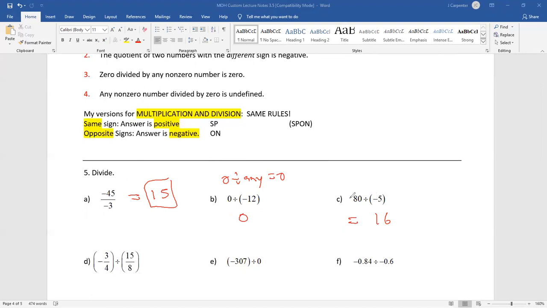Okay, but we have a positive and a negative. Those are different signs, or opposite signs, so the answer should be negative. So negative 16.